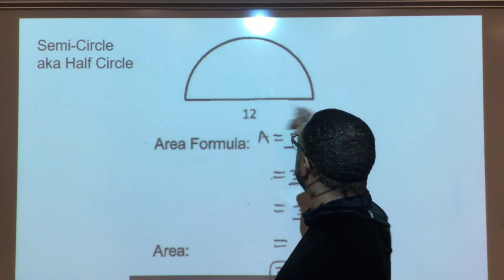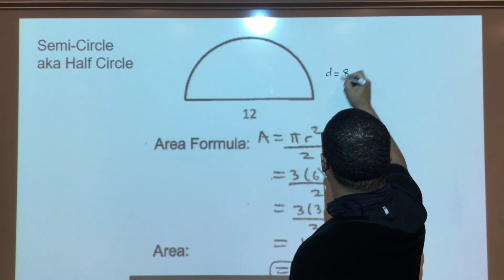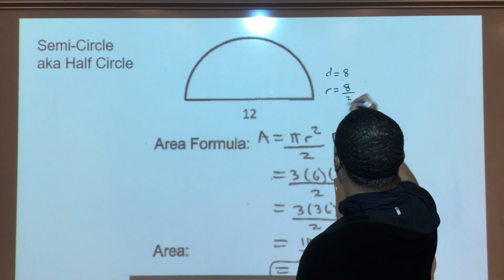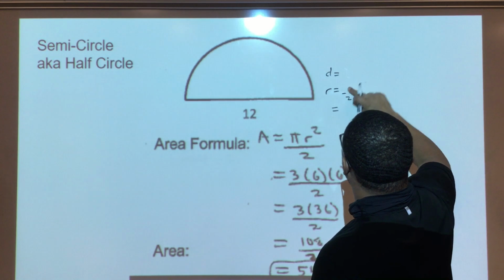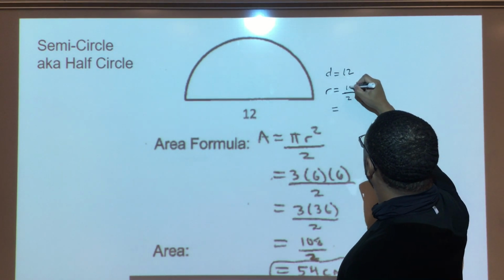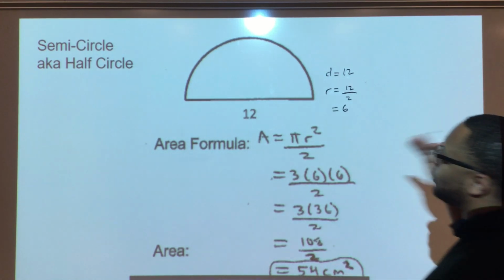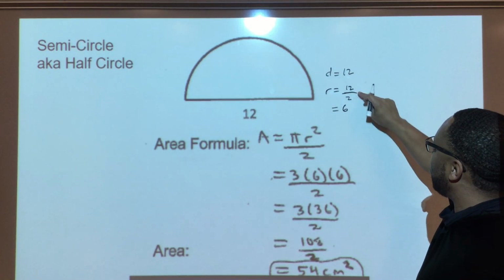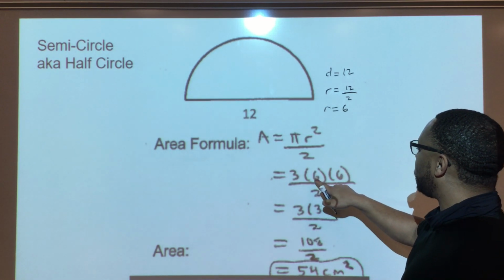This 12 is the diameter. So the diameter of this half circle is 8, which means the radius is going to be 8 divided by 2. I'm sorry, mistake there. The diameter is 12. So the radius is going to be 12 divided by 2, which is 6. The last one had 8, so that's what had me stuck on 8. But yeah, diameter is 12, radius is half of that, which is 6. And I'm just going to plug that in here.